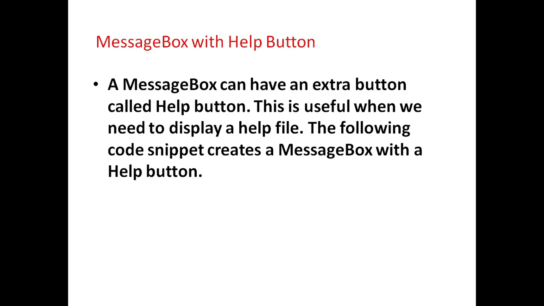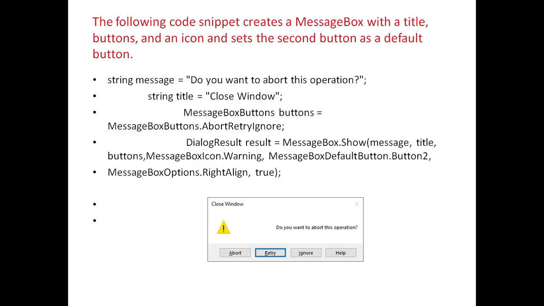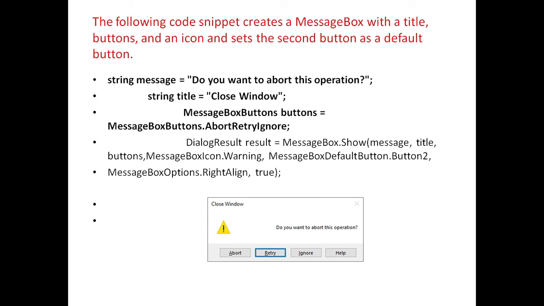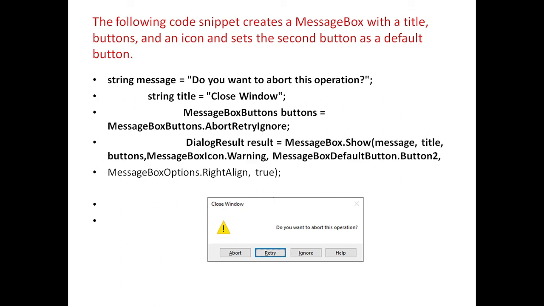You can have an extra button called Help button with message box, which is useful when we need to display a help file. The following code creates a message box with help button. First is message, then title. We'll declare buttons as Abort, Retry and Ignore. And with the MessageBox.Show method, we will add another button which is Help.